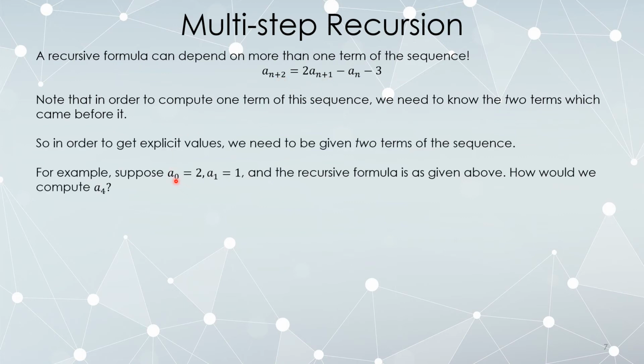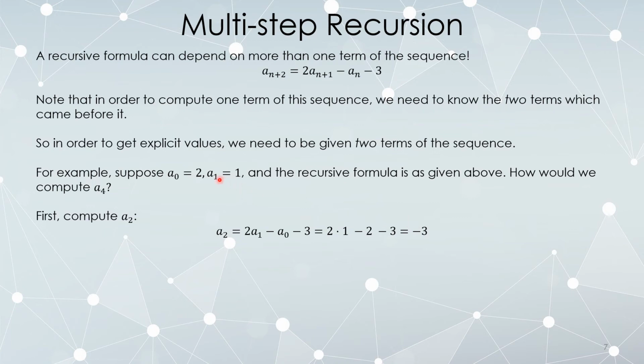So suppose a sub 0 is 2 and a sub 1 is 1, and we have this formula. How would you compute a sub 4? Well, first you'd have to build up and compute a sub 2. So let n equal 0 to get a sub 2 equals 2a sub 1 minus a sub 0 minus 3. There it is. We know a sub 1 is 1, and we know a sub 0 is 2. Computing all of this out gives you negative 3. So a sub 2 must equal negative 3.